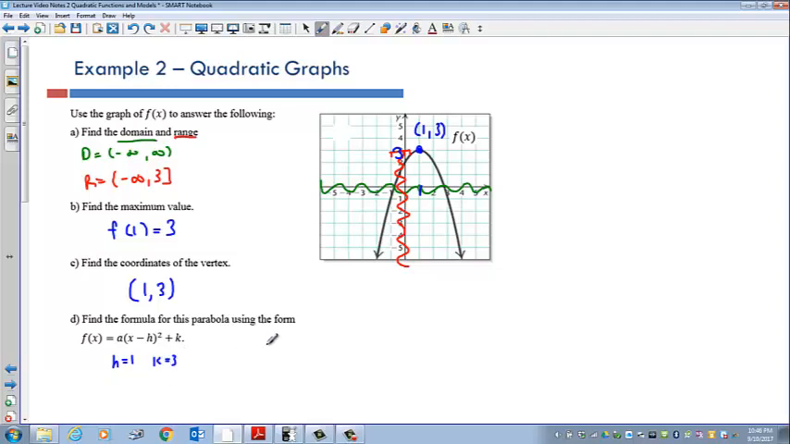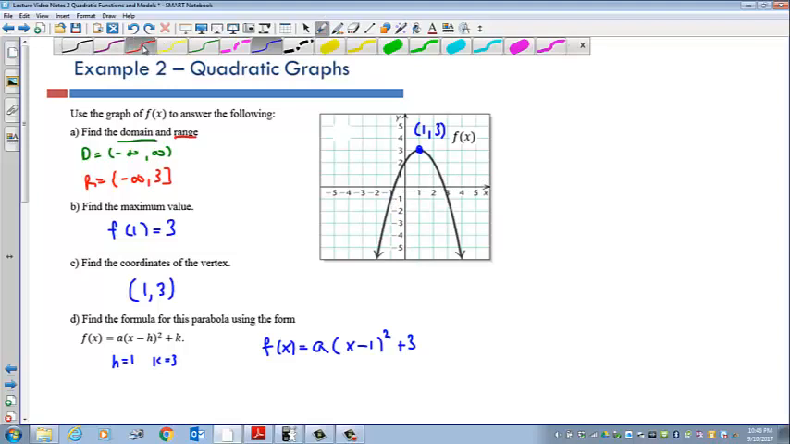And so what we have now is this formula, f of x equal to, now we don't know what a is, so you have to copy down a, but we know what h is, so we can write (x minus 1) quantity squared, and then we know what k is, plus 3. And to find a, we'll erase some of this stuff on the picture so you can see it. You're going to need another point. So which point are we going to choose?